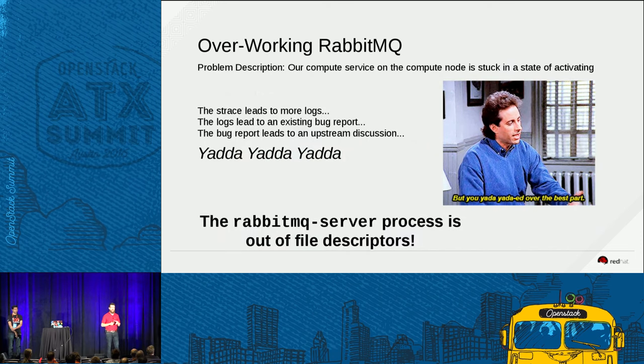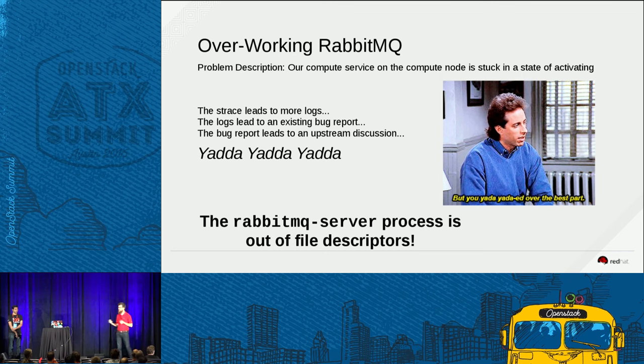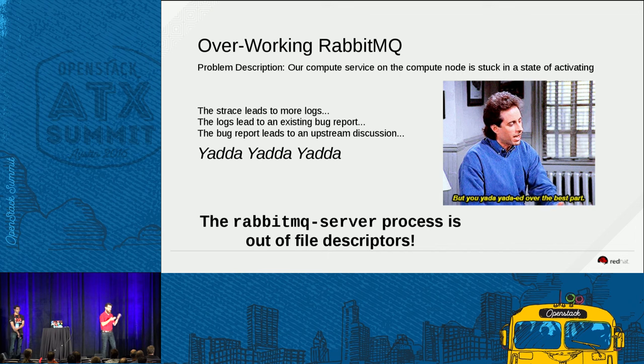I purposefully left out the details because Sadiq has a nice technical dive into a second issue that I think will be more valuable to you. But the process is always that this piece of information leads to another, and we finally narrow it down. Always very time consuming. Strace gives us more logs. The logs give us some hits on existing bug reports. The bug reports give us some links to upstream communications. Again, yada, yada, yada. But what we finally get to is that we've run out of file descriptors.